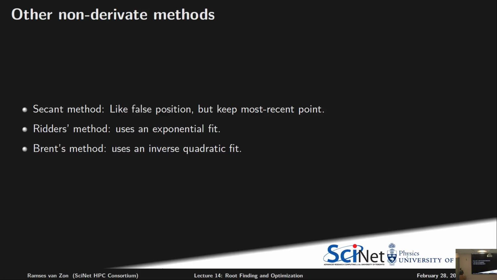Here's a few other ones that you should know the names of. The second method is very similar to false position. Ridder's method, rather than doing a linear fit, does an exponential fit, which sometimes helps. There's different fits. You can use quadratic fits rather than linear fits. You could see how this could be expanded.